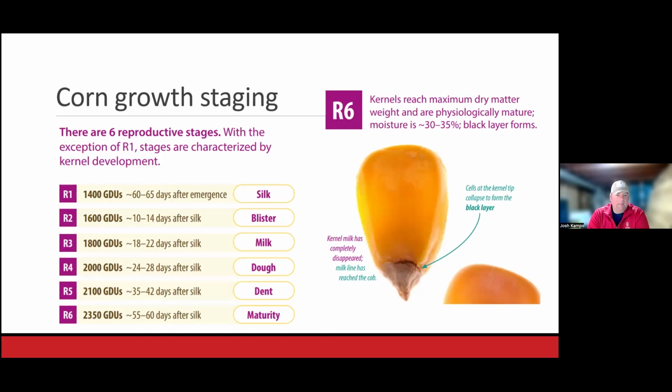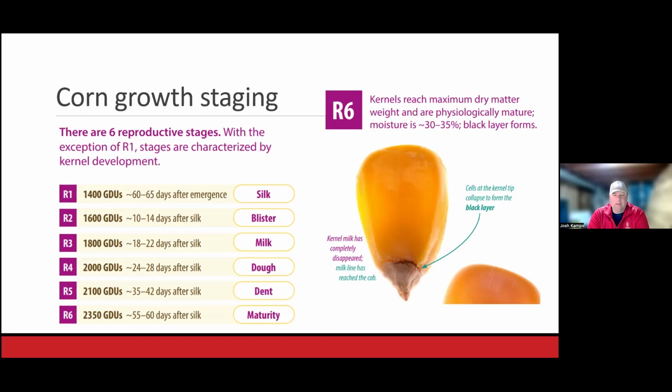later on, hey, when did that field tassel? When did that field start to silk? That can give us some pretty good guidelines here based off of the research data that we have. It'll be roughly this many days before that corn reaches that black layer stage. Okay, and the black layer is that physiological maturity stage of corn.